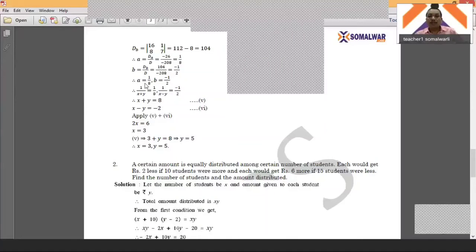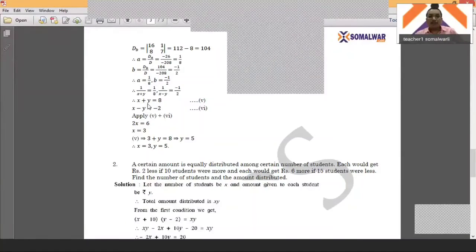But the value of a that we have taken is 1 upon (x plus y), so that gives x plus y is equal to 8. Substituting for b, 1 upon (x minus y) is equal to minus 1 by 2, which gives x minus y is equal to minus 2. It becomes very simple to solve now. x plus y is 8, x minus y is minus 2. Adding these, it will give us 2x is equal to 6, so x is equal to 3. And putting this value x is equal to 3 in equation number 5.